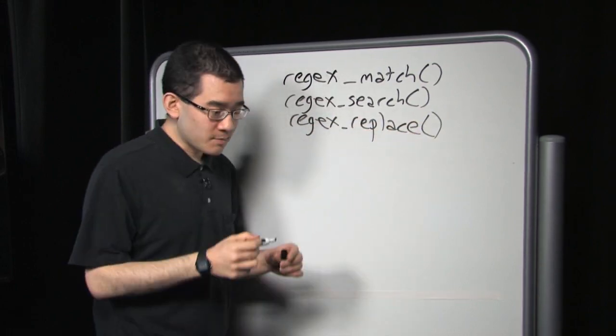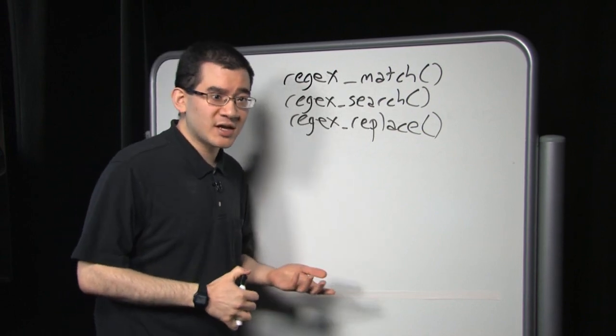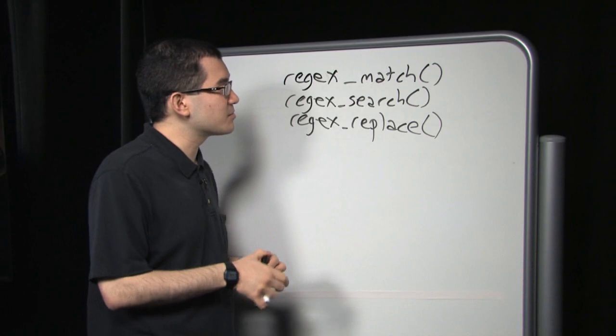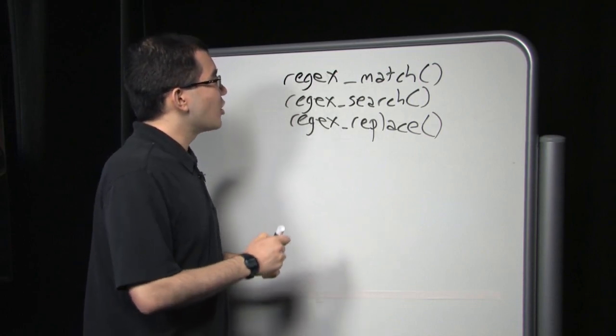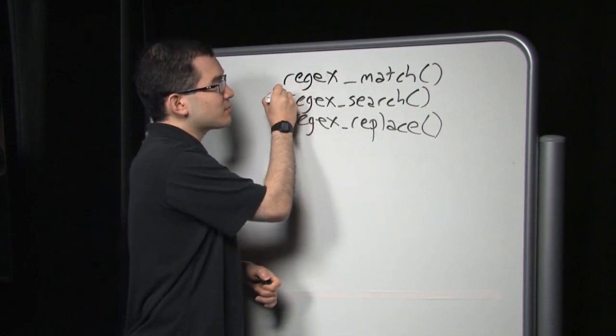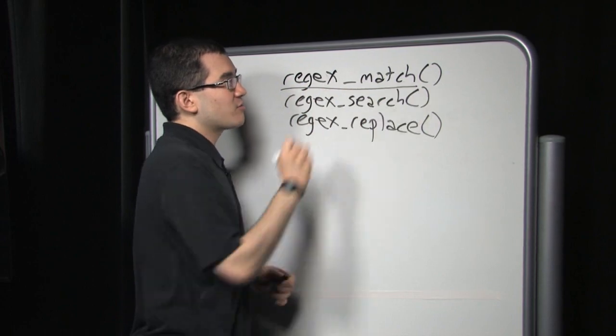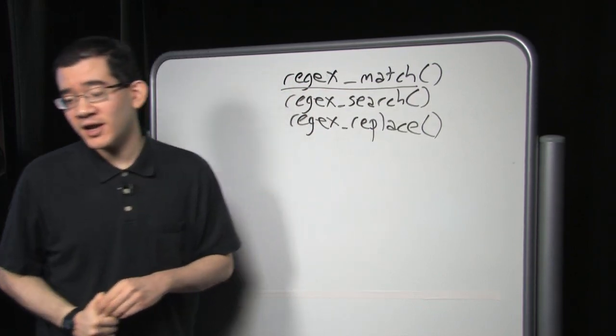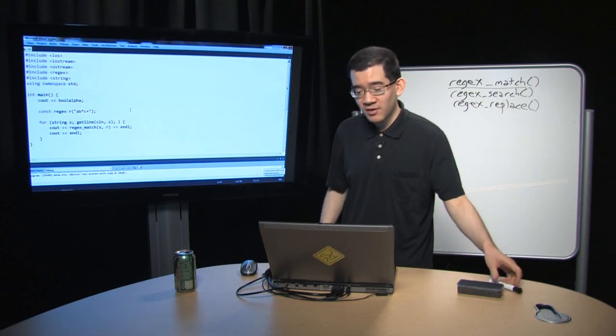These are overloaded in a number of forms to work with std::string, std::wstring, or pairs of iterators. I'll only show you the simplest versions. So we just saw the simplest possible use of one overload of regex_match, and this asks, does the whole regex match the whole string? And it returns a yes or no answer.